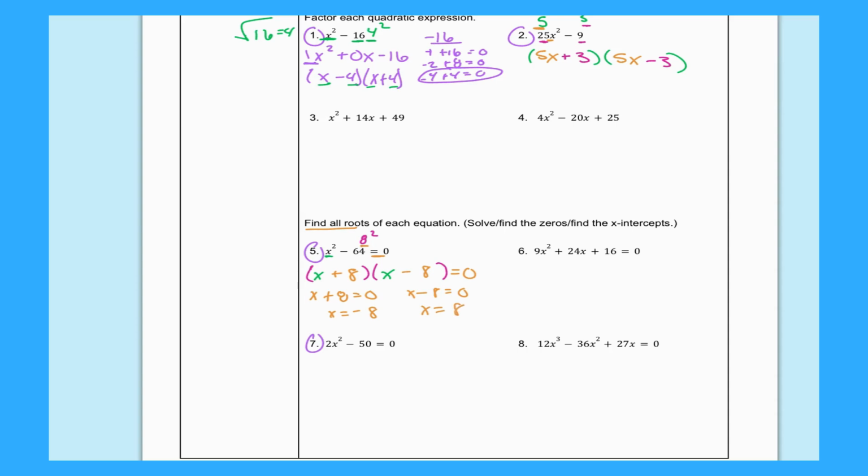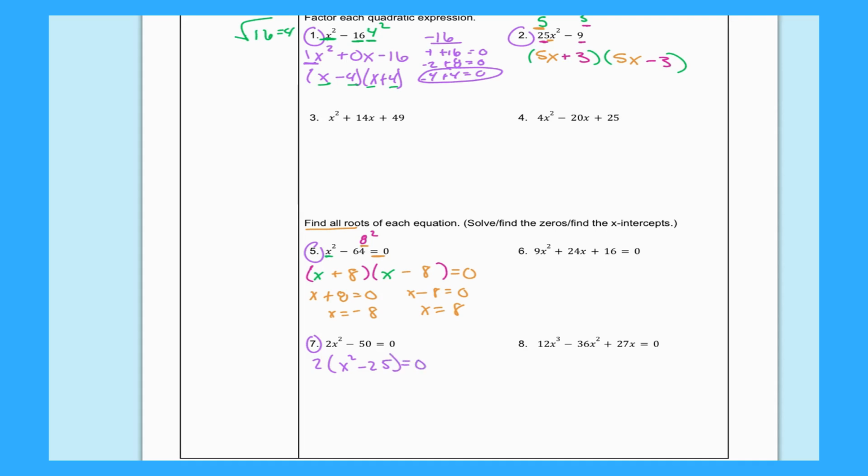Okay, number 7. Well, I can't take the square root of 2 or the square root of 50. That's not going to be a special factor. So I could do the 2x squared plus 0x minus 50, and then do my a times c and all that. But as I have said before, we want to get in the habit of always checking for a greatest common factor first. Then we would notice that I actually have a greatest common factor here. They can both be divided by 2. So if I divide them both by 2, we end up with this.